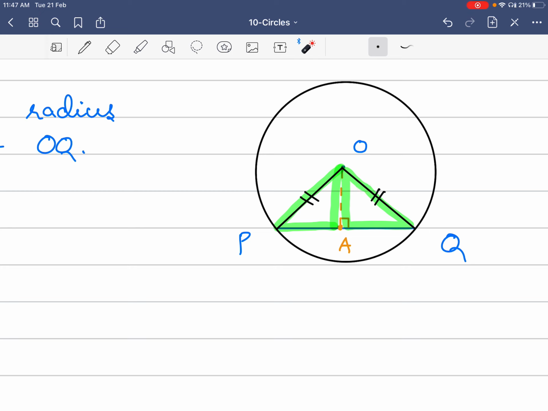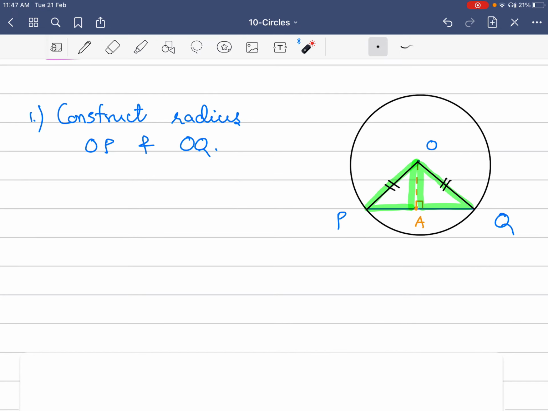So both the hypotenuses of the triangles are equal to each other, plus there is a common side OA to both these triangles. In other words, we can use the RHS test of congruency, right angle hypotenuse side test of congruency, to prove that OPA is congruent to OQA. And once we prove the congruency of the triangles, then we can say AP is equal to AQ, because they are corresponding parts of congruent triangles. And then we can say A is the midpoint of this chord PQ.